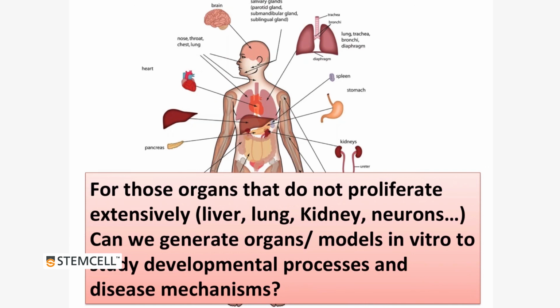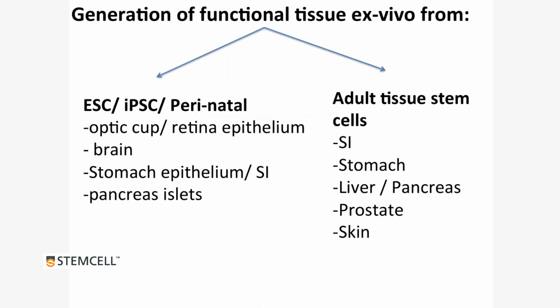And there are different ways. The whole stem cell field is trying to identify ways of transferring how to grow organs in culture. And for that, we can choose different strategies. We can choose to start with embryonic stem cells or induced pluripotent stem cells or perinatal cells, or we can also choose to start with adult stem cells, of course, for those organs where these have either been identified or have been hypothesized to exist.